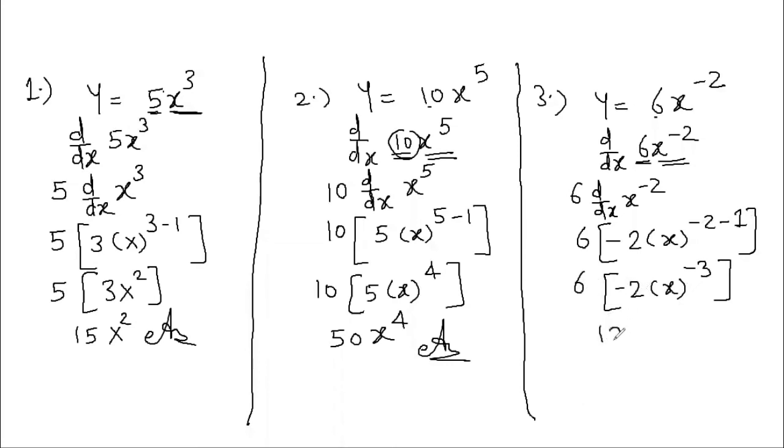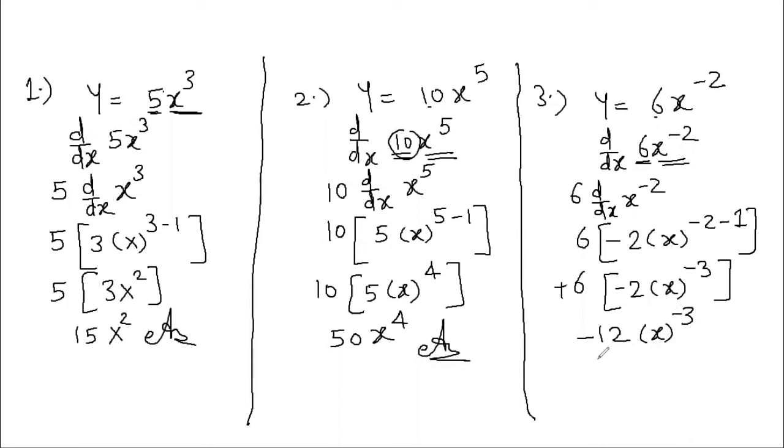6 times 2 is 12. This is the negative, there is a negative sign. You can consider positive times negative will make negative, and x to the power negative 3. Now you can see the answer is coming again with the negative power. And as I told you, we don't want to write our answer with the negative power. I will make it positive.